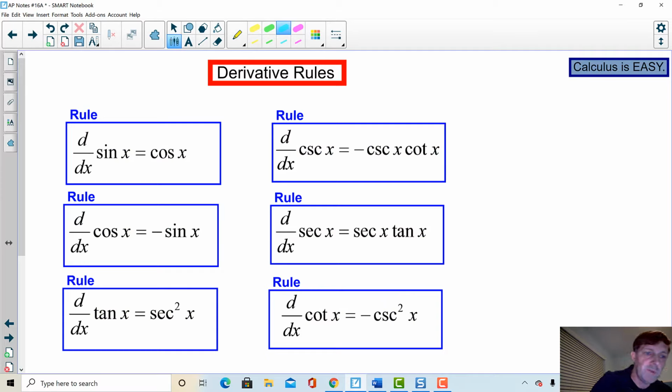Now I do want to point out that the derivative for all these co-functions are equal to a negative. And the other 3 functions are all equal to a positive.